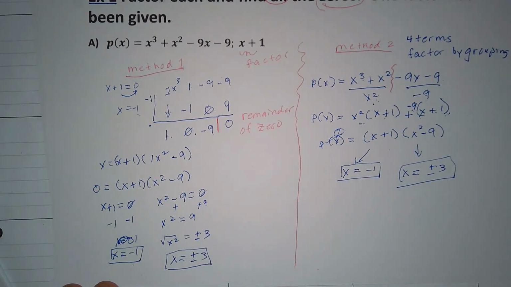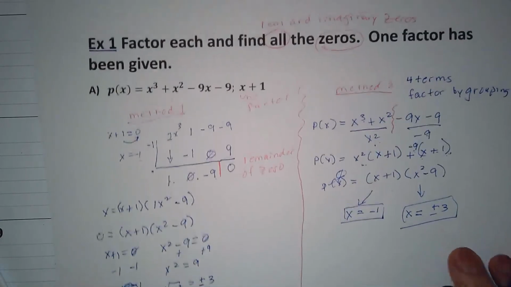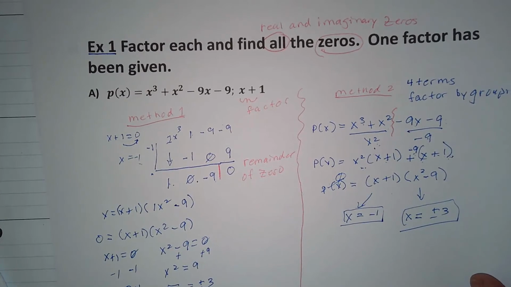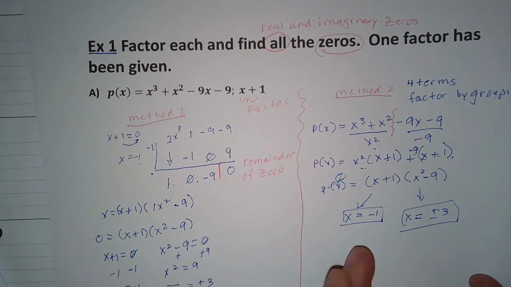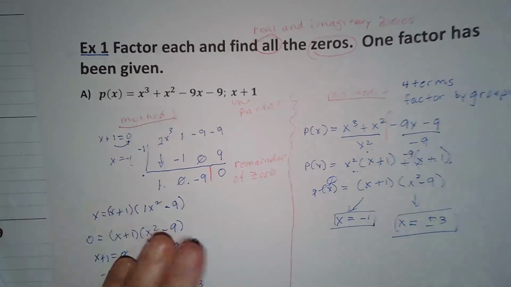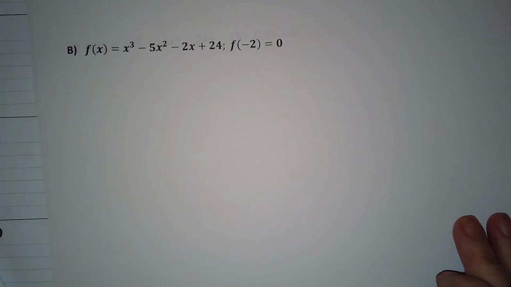Okay? All right, so that shows you the two methods we could use. Either one works, whichever works better for you. Some people think factoring by grouping is better. Some people think the synthetic division is better. But sometimes you're going to have to use synthetic division because factoring by grouping doesn't always work.